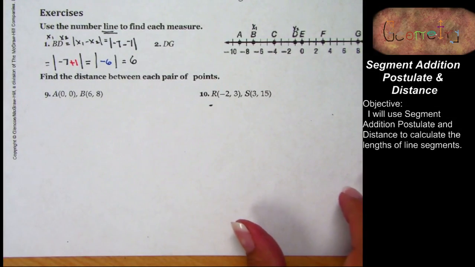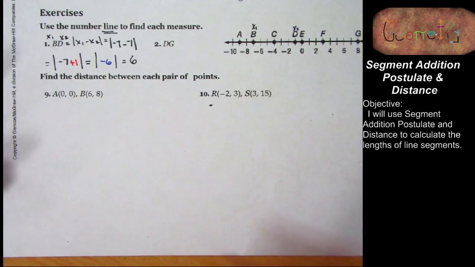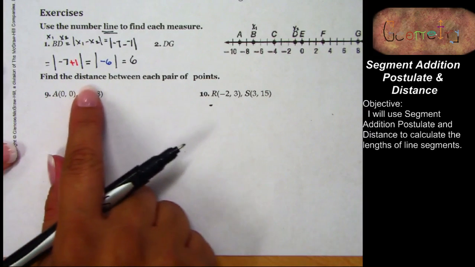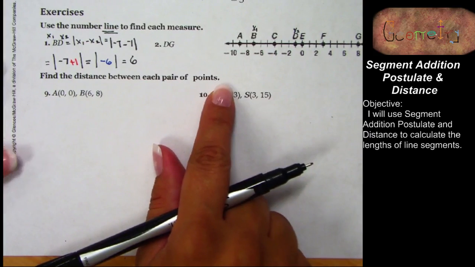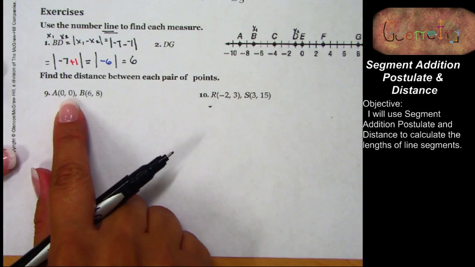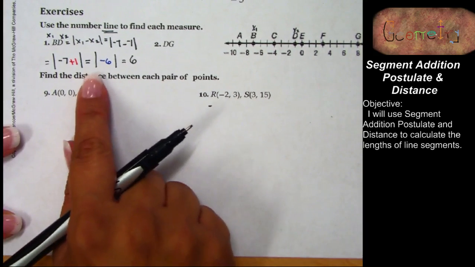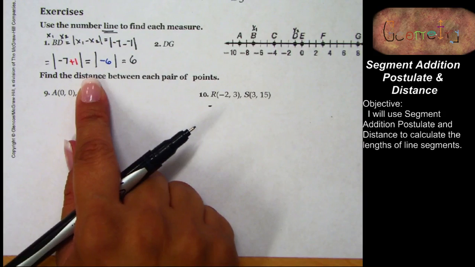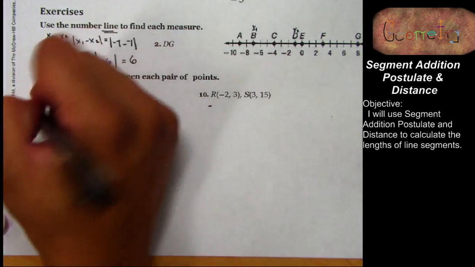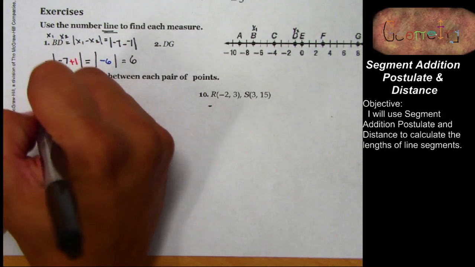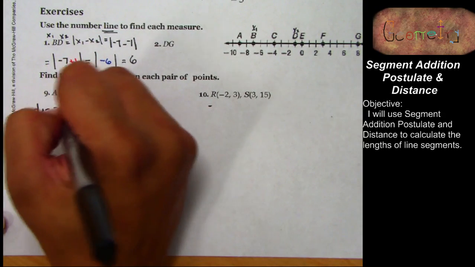Okay, don't talk yet because we're still on presentation. Number 9 says, find the distance between each pair of points. Looking at the points, how many coordinates have we been given? 4. We've been given, okay, it looks like 4, but on each point. So if I cover B, we have 2, which means are we on a line or on a plane? We're on a plane.